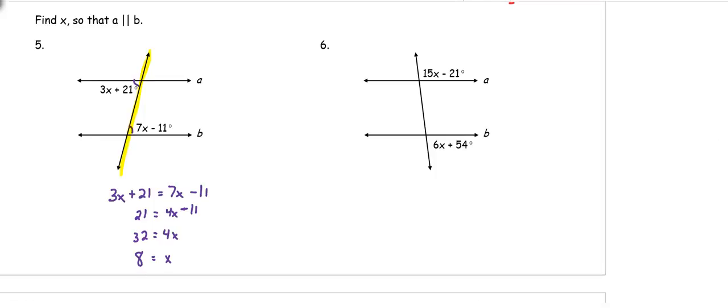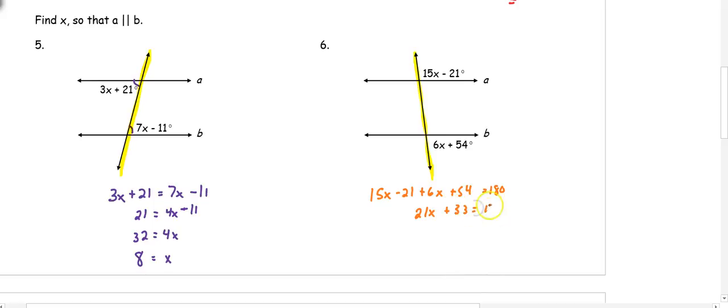In number 6, when I look at my transversal, my angles are on the same side of the transversal, and they're outside of their respective lines, which means that these are same side exterior angles, which are supplementary. So we're going to add the angles together and set them equal to 180. So when I combine like terms, I get 21x plus 33 equals 180. Subtract 33 from both sides, so 21x equals 147. Divide by 21, and we get x is 7.